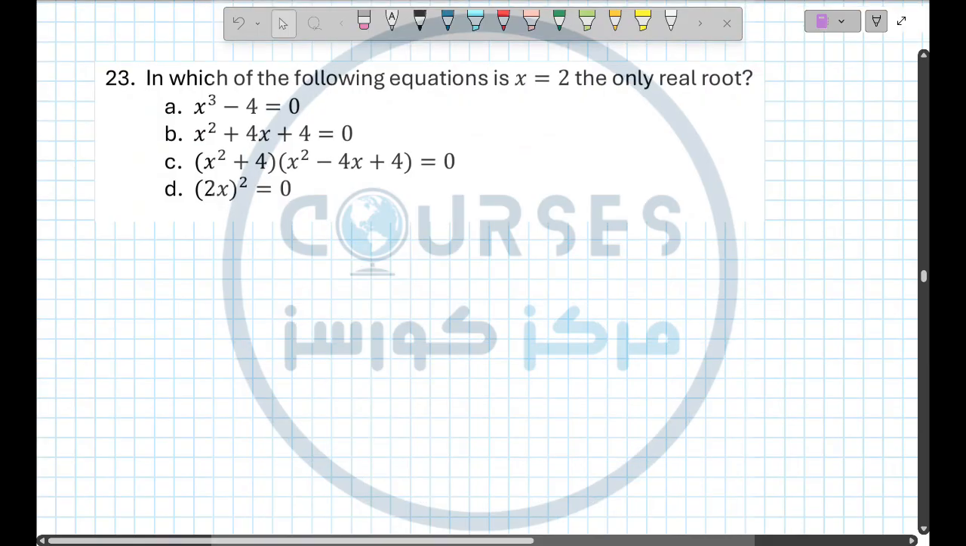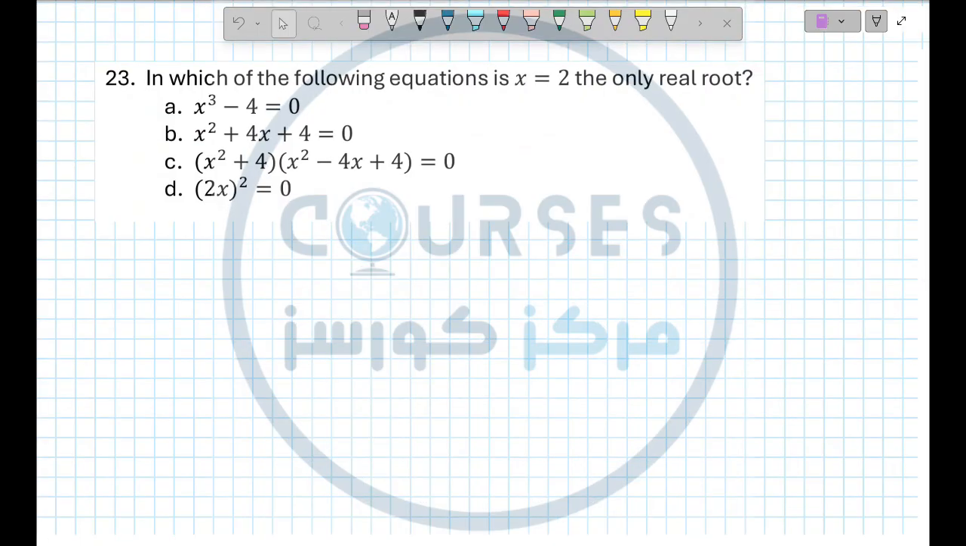Moving forward, which of the following equations is x equal to 2 the only real solution? If we look at them, from just looking, you can exclude A and D. So you need to just try B and C. So let's try B, that x squared plus 4x plus 4 equal to 0.